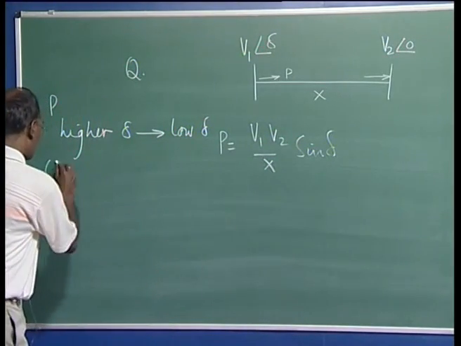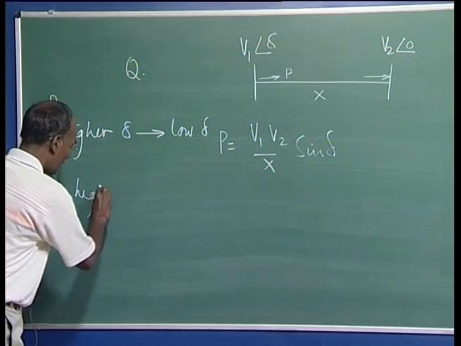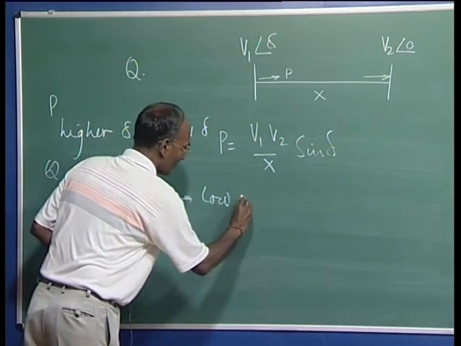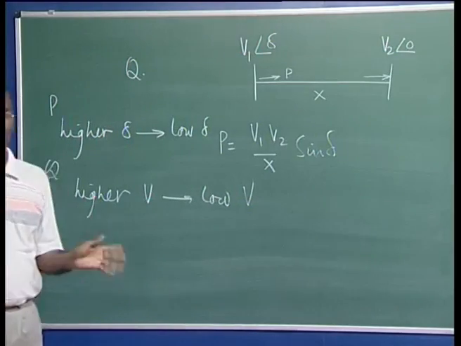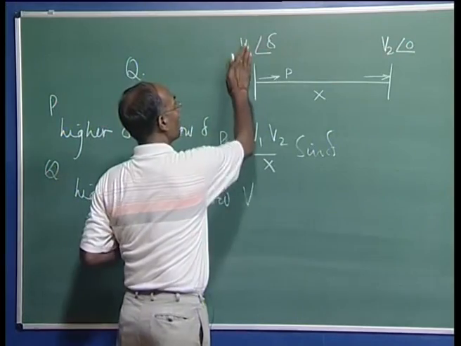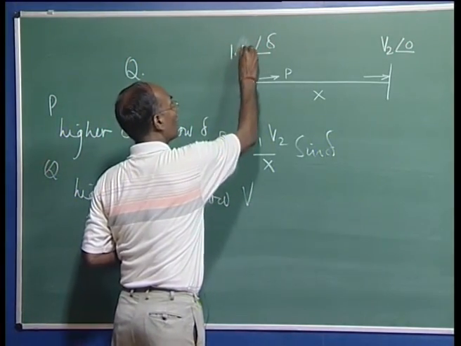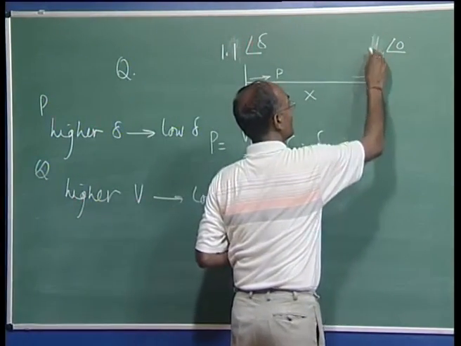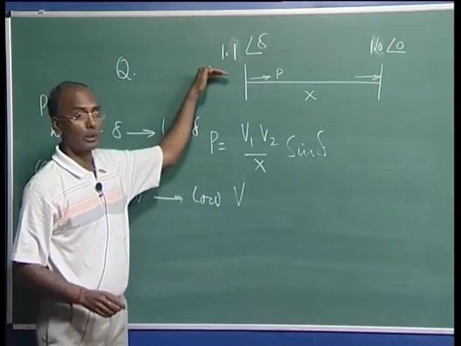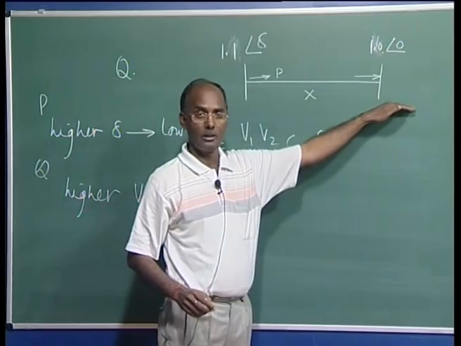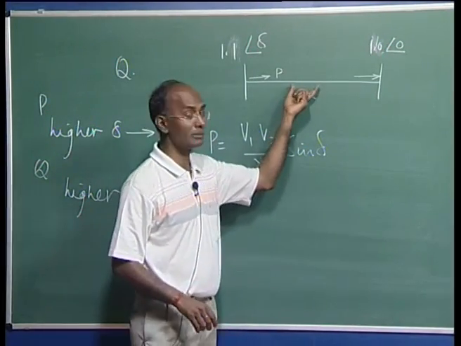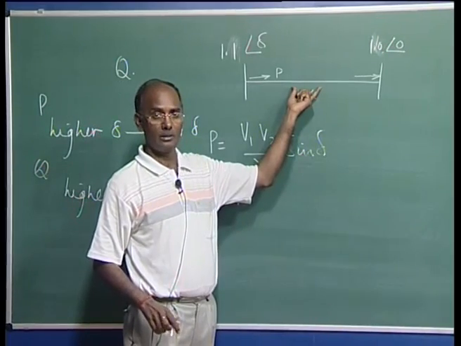Similarly, the reactive power flows from higher voltage to low voltage. That is also true. Now in this case, let us suppose this V1 is 1.1 and this voltage is 1. Now it shows that reactive power will flow from here to here. But it is not necessarily true, because that depends upon the transmission line loading as well.